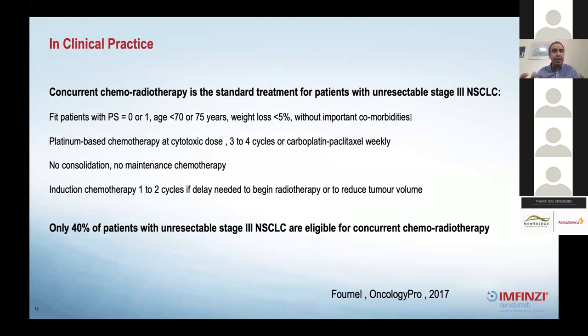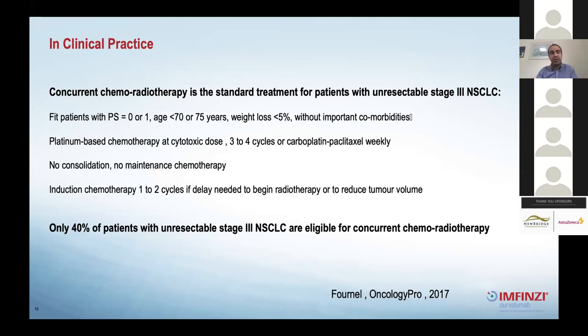So in clinical practice, concurrent chemoradiation therapy is the standard treatment for patients with unresectable stage 3 non-small cell lung cancer. But we should know that only fit patients with PS 0 or 1 and age less than 70 to 75, patients who haven't lost more than 5% of their weight, and patients who don't have cardiac or pulmonary comorbidities will benefit from this treatment.